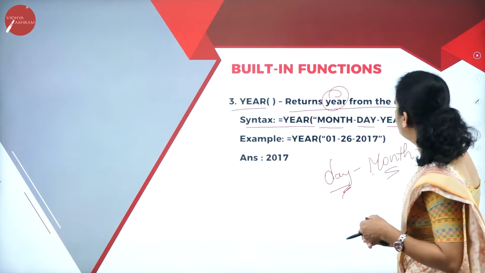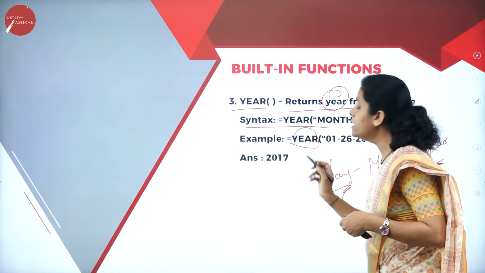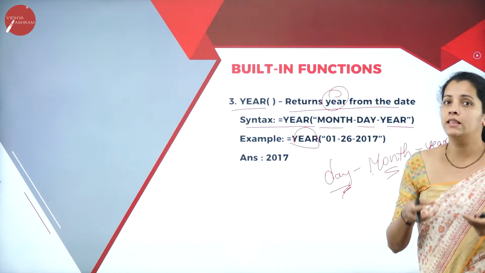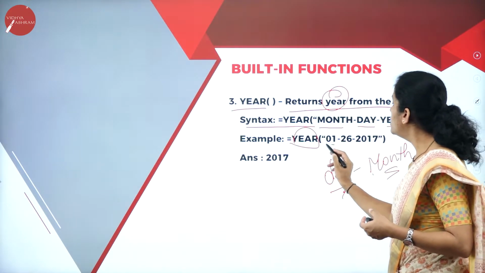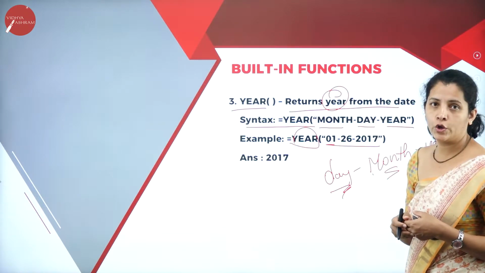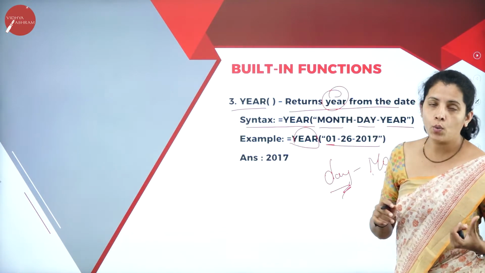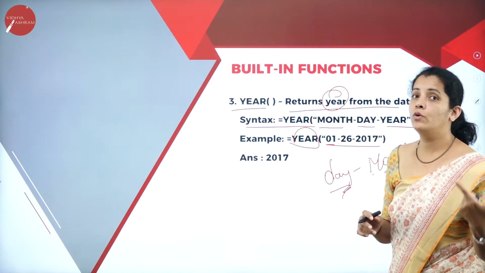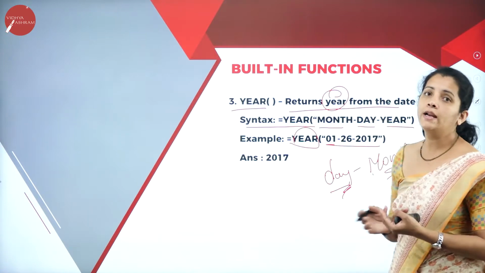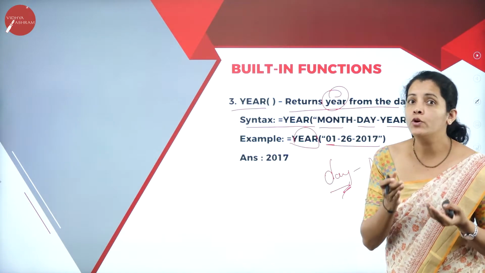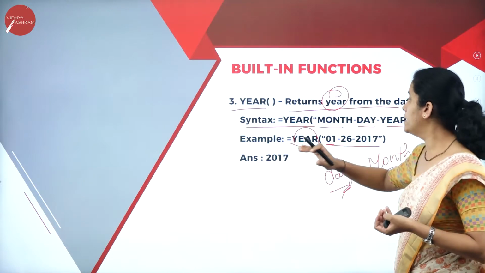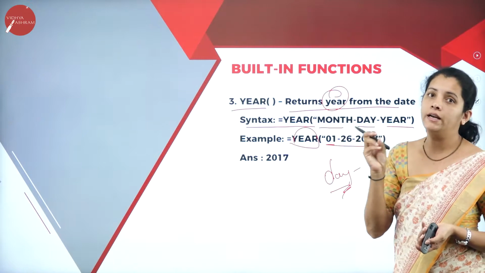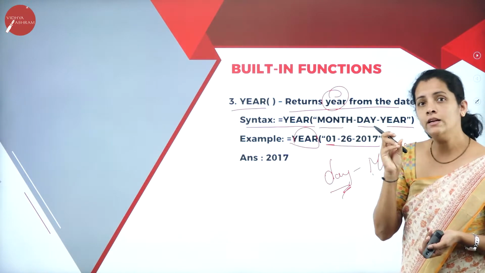Now consider the example here. I'm going to have the year function, and what is the argument I'm going to pass here? That is nothing but the date. At the beginning, I'm going to provide month, then the date, and then the year. And what is the output I'm going to get here? That is nothing but the year. That means it returns the year from the given date.